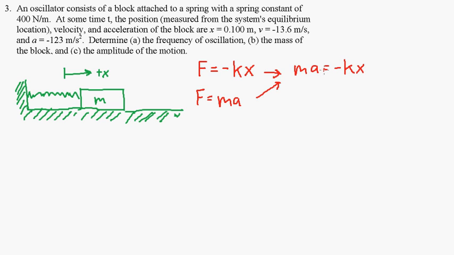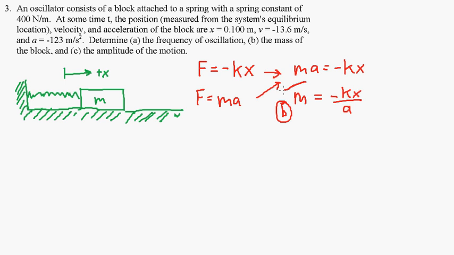Okay? And one of the things we want to find is the mass of the block. So we can easily solve this: m equals negative kx over a. And these are all known, right? We were given a, we were given k right up here, little k, and we're given x. So this already gives us the answer to part B.